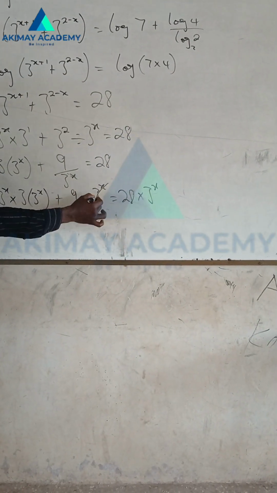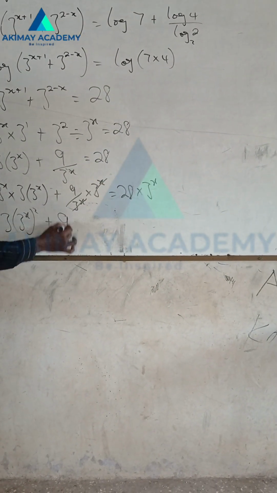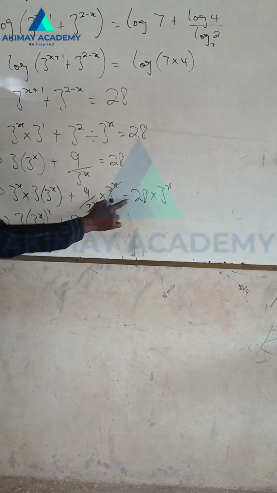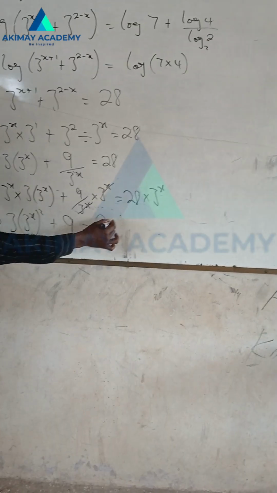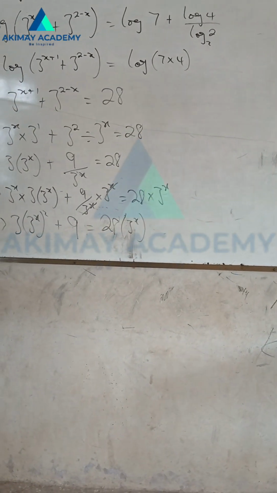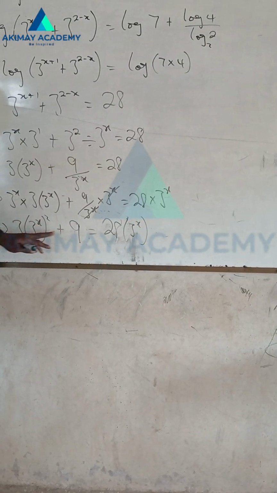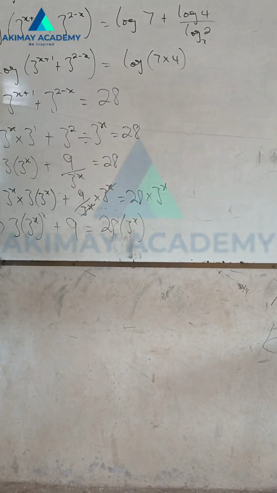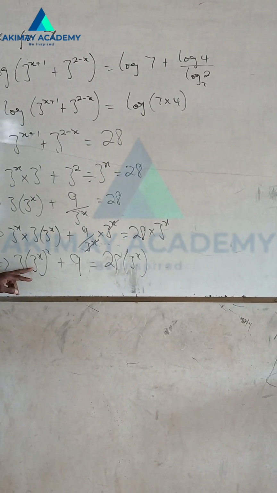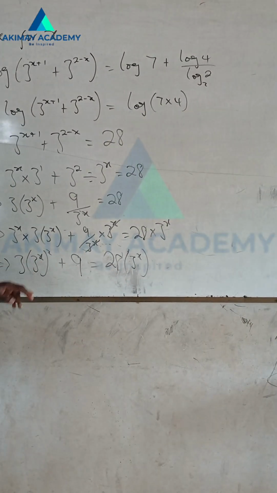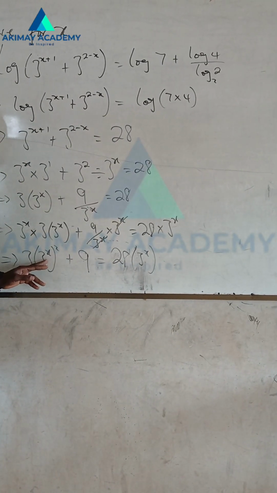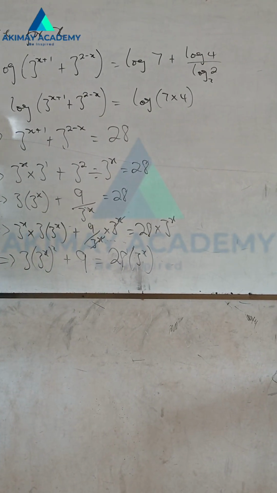Plus 9, this one we cancel off. And this one should be equal to 28 times 3 exponent x, which is 28 3 exponent x. So that's what we are having. You have 3 exponent x over here, 3 exponent x over here. Now, what we have to do is, we need to represent 3 exponent x with any variable of our choice. Represent 3 exponent x with any variable of our choice.